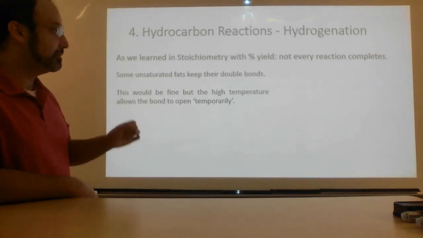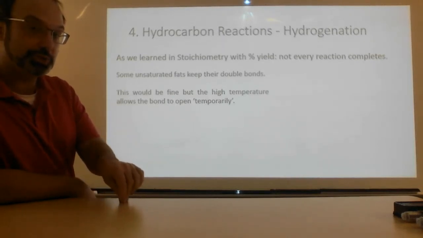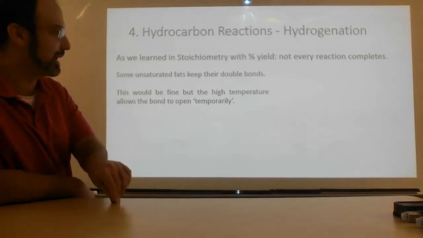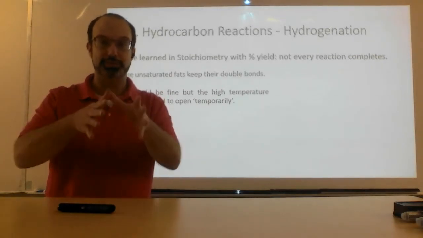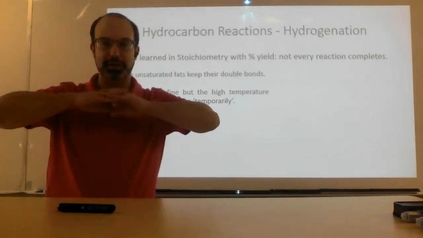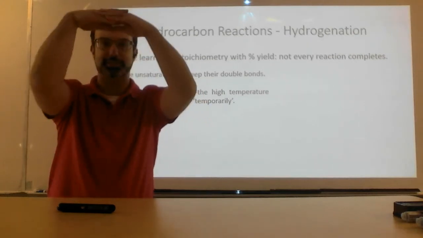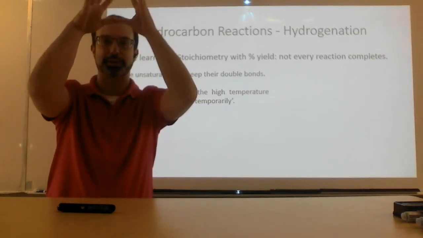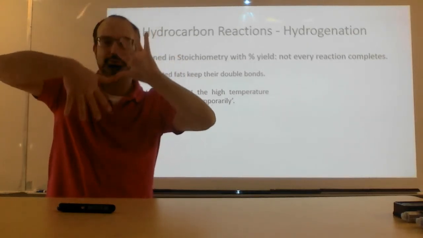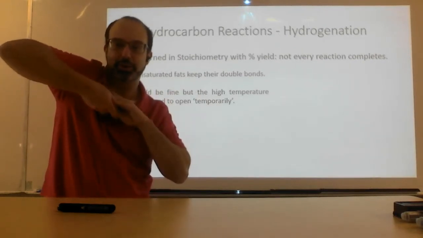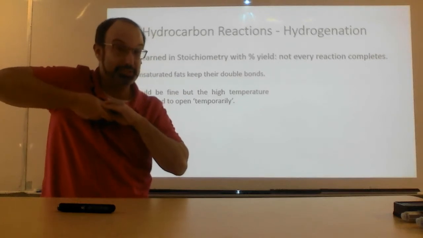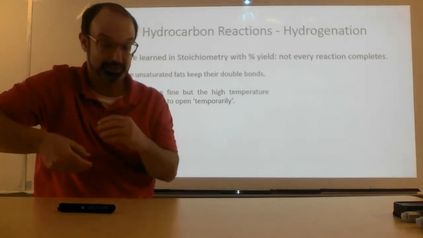This would be fine, but in order to make this whole thing work, we needed to give it a lot of energy. So it's at a high temperature when we're doing it. What this does is that it temporarily opens the double bonds. So those double bonds that exist to make the whole thing a cis arrangement, they temporarily open, allowing things to rotate before locking in place again. And so we go from being cis to being trans arrangements.